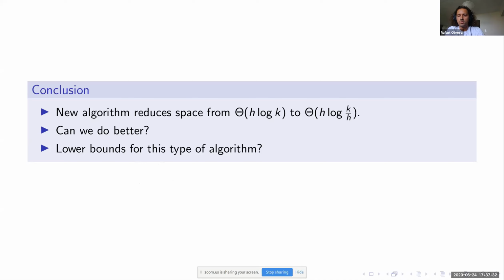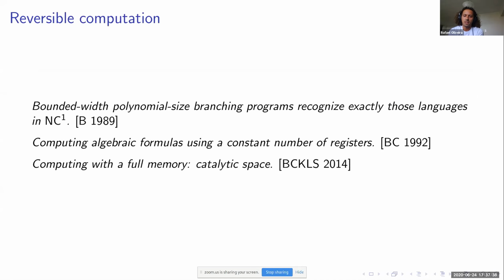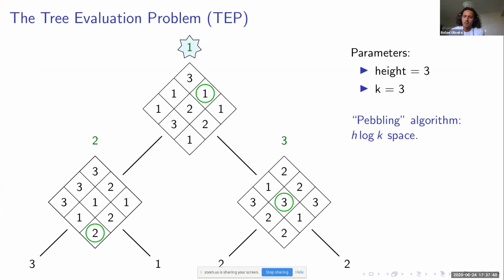So I have a question. In the TEP problem, why is using a catalytic algorithm relevant towards the conjecture of P and log space? Because with catalytic computation, you get the extra space for free, right?